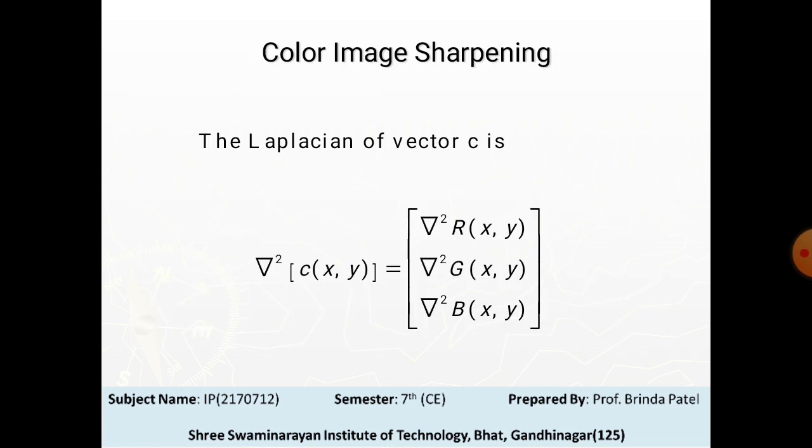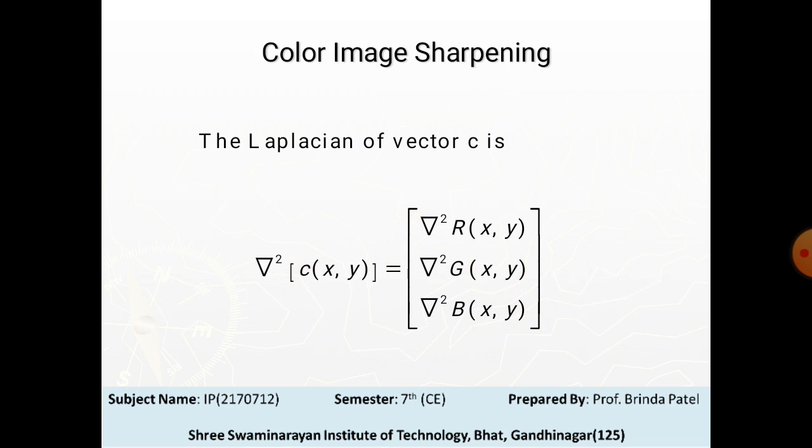Now, color image sharpening. We consider image sharpening using the Laplacian from vector analysis. We know that the Laplacian of a vector is defined as a vector whose components are equal to the Laplacian of the individual scalar components in the input vector. So in the RGB color system, the Laplacian of a vector C is here: del squared C of (x,y) is equal to del squared R of (x,y), del squared G of (x,y) and del squared B of (x,y), which tells us we can compute the Laplacian of a full color image by computing the Laplacian of each component image separately.